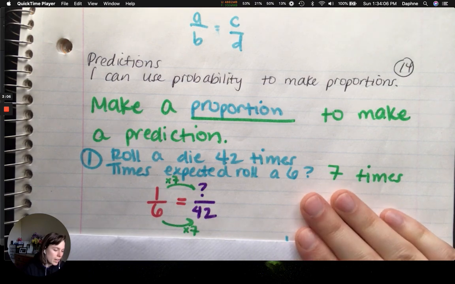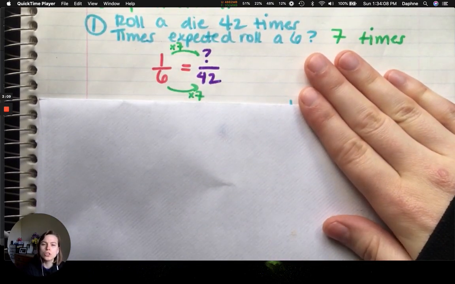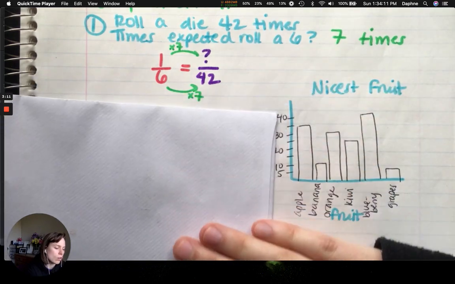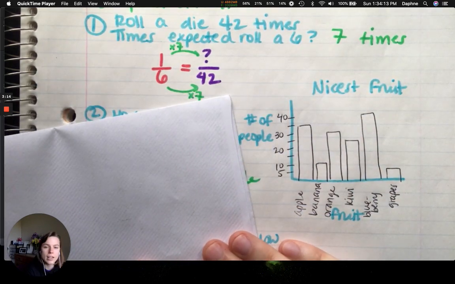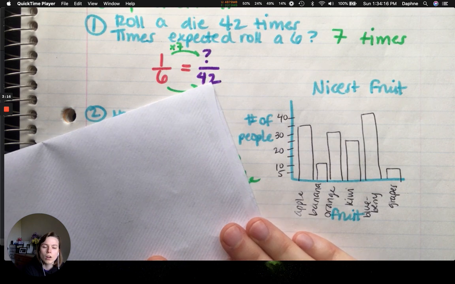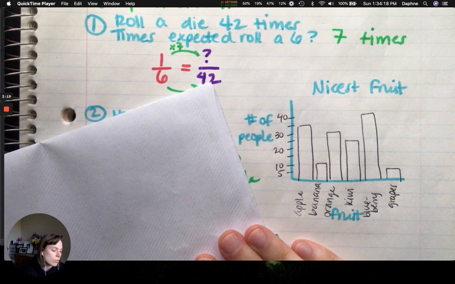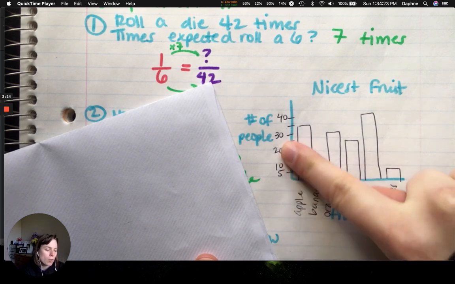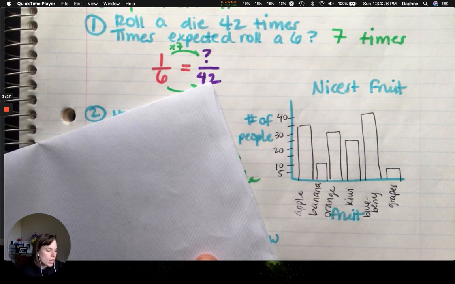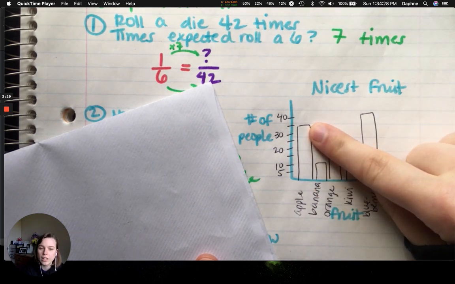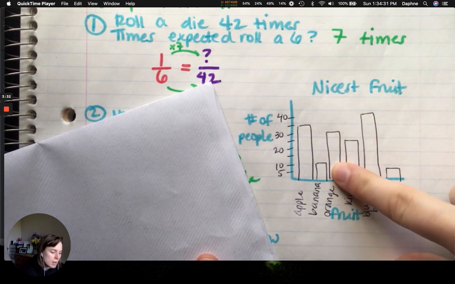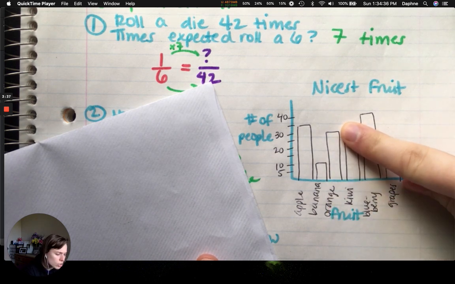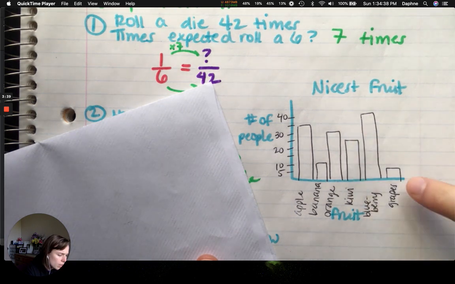All right, and then on this next one, for example 2, you don't have to write this down, okay? This is just going to be a table or a bar chart that we're going to use for example 2. So notice that it has fruit on the bottom, on my x-axis, and number of people on my y-axis. So the nicest fruit, 35 people say that apples are the nicest fruit. 10 people say bananas are the nicest fruit. 30 people for oranges, 25 for kiwi, and 40 for blueberries, and 5 for grapes.